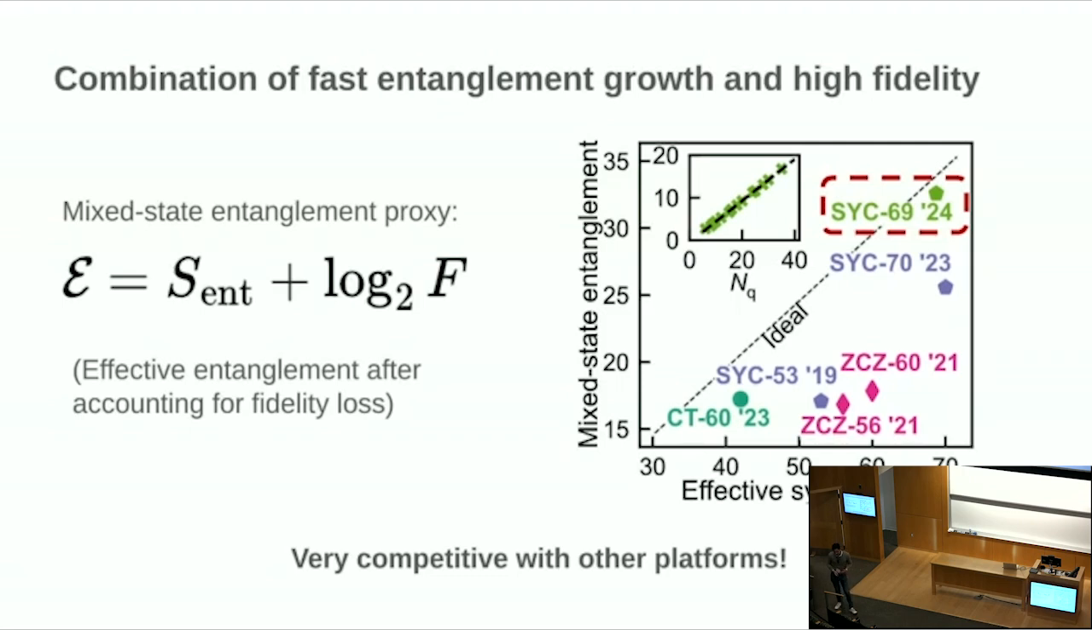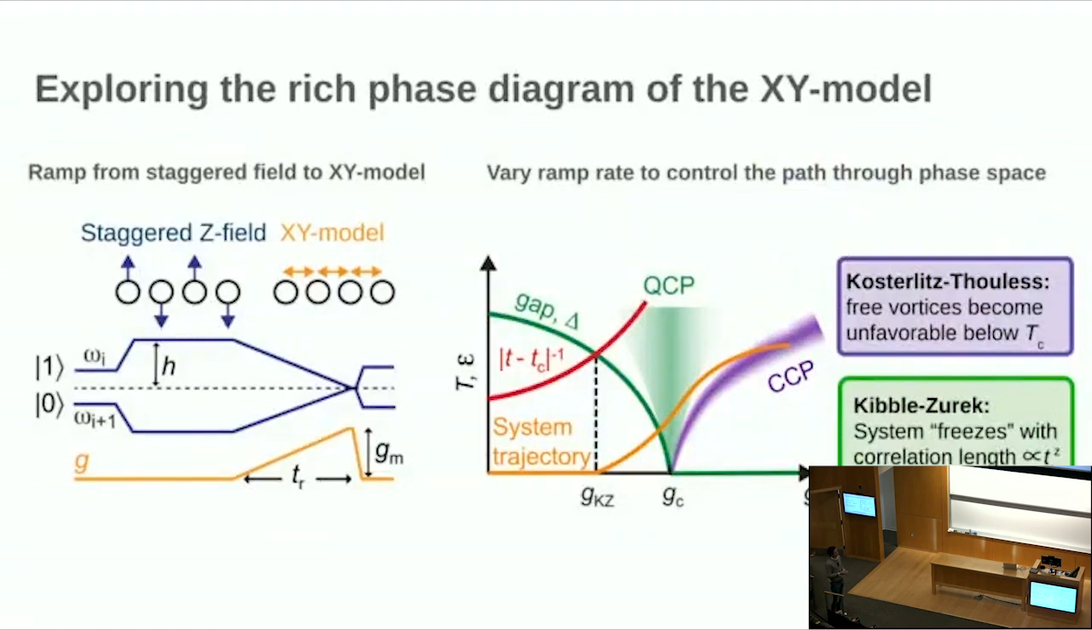Of course, this makes us very excited for the kind of physics that we can explore with this new platform. And that brings me to the second part of the talk, where I will show you our first physics study with this new platform that we have. So here we're going to explore the rich phase diagram of the XY model. We're going to do that by first turning on a very simple staggered field, Z field Hamiltonian. We'll prepare our system in the ground state of that simple Hamiltonian, so just an antiferromagnet. And then we're going to ramp to the XY model. And by varying the ramp rate, we hope to explore different parts of the phase diagram.